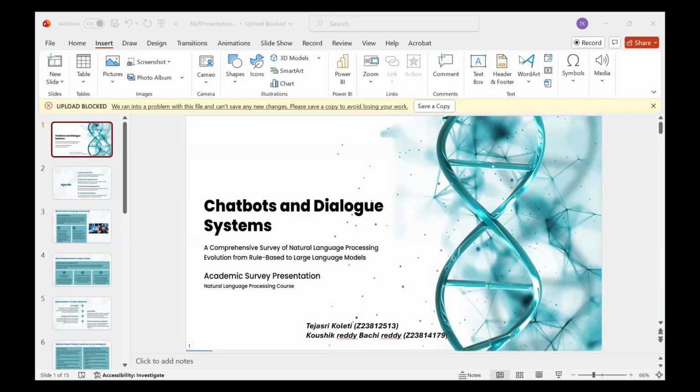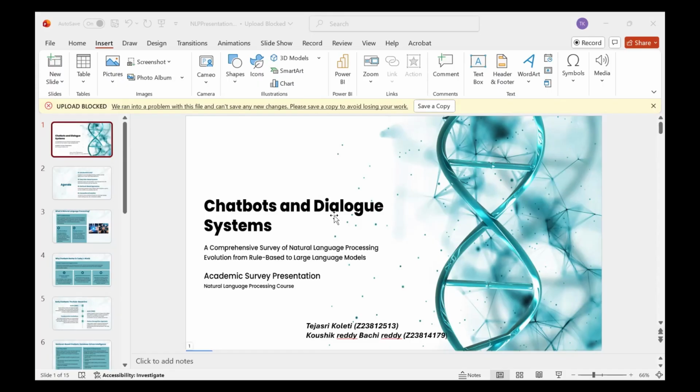So this work is part of our natural language processing course and it traces how conversational AI evolved from the earliest programmed chatbots to the advanced large language models that power today's interactive systems such as ChatGPT. Our goal is to understand how NLP techniques have transformed chatbots from basic response generators to sophisticated dialogue systems capable of dynamic and context-aware communication.